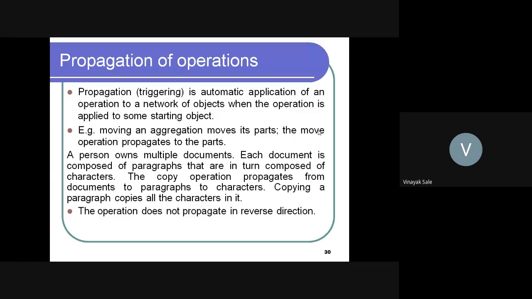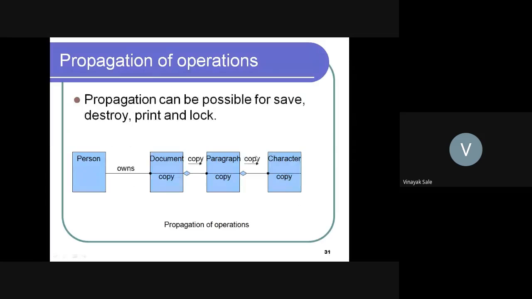A person owns multiple documents. Each document is composed of paragraphs that are in turn composed of characters. The copy operation propagates from document to paragraph, paragraph to character. The copying of a paragraph copies all characters in it. The operation does not propagate in the reverse direction.